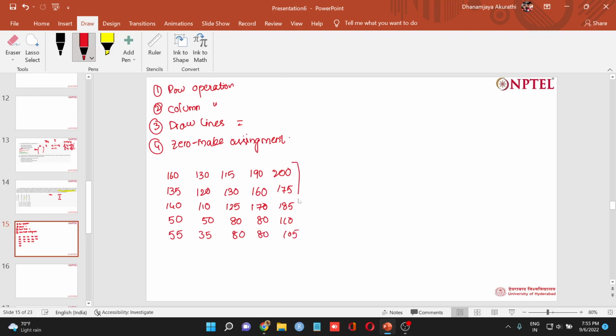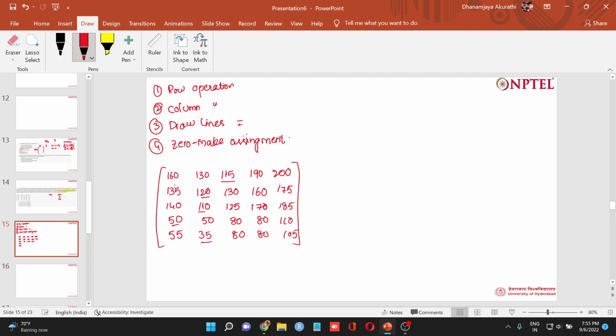So these are the given. First, to do the row operations, we need to select the minimum of each row. Here we can identify that 115 is the minimum of the first row, and 120 is the minimum of the second row. Here 110 and here 50. We can randomly choose these or these. I'm choosing the first, and 35 is the minimum. So first we have selected the minimum of each row.